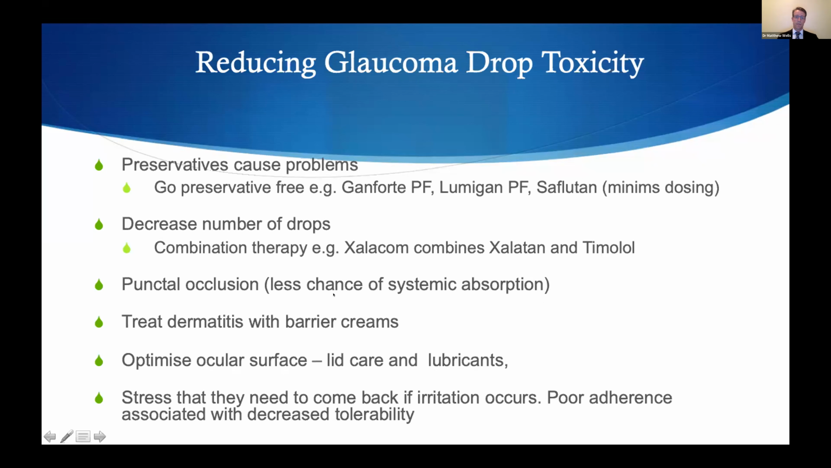More in keeping with reducing systemic side effects is punctal occlusion. So very firm pressure for 2 minutes after any eye drops that go in has been shown to reduce risk of systemic absorption. Even something as simple as a little bit of Vaseline under each eye, if someone's getting a lot of periocular inflammation, can be helpful. And again, if they're getting very dry, scratchy eyes, topical lubricants and blepharitis treatment can also be helpful as well.